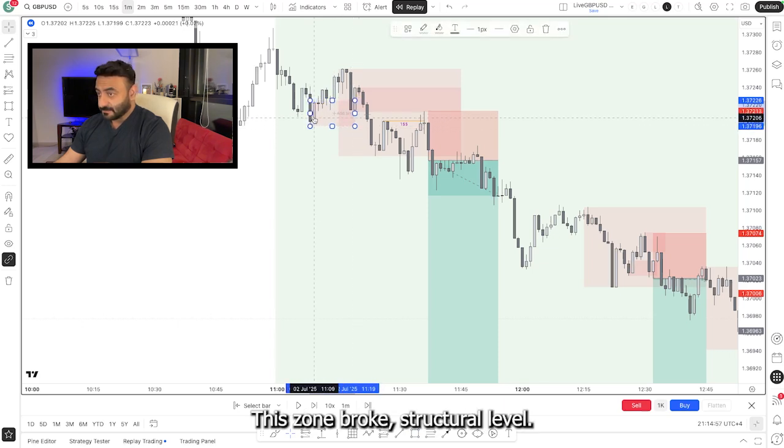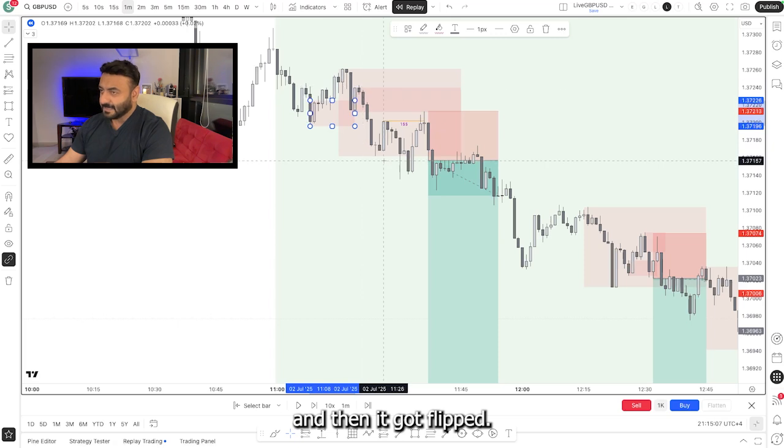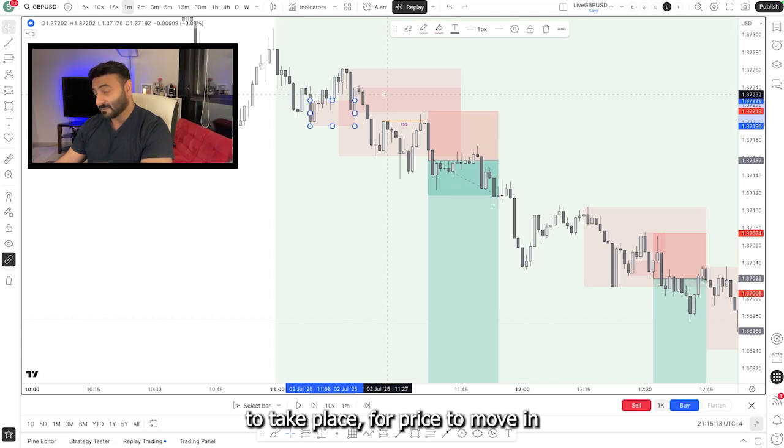So this is a zone. This zone broke a structural level, so it is a powerful zone. It swept liquidity to the left, yes, and it had a good reaction, and then it got flipped. Once it gets flipped, I'm 100% interested in this zone for the next trade to take place, for price to move in and for me to look at my entry setups.